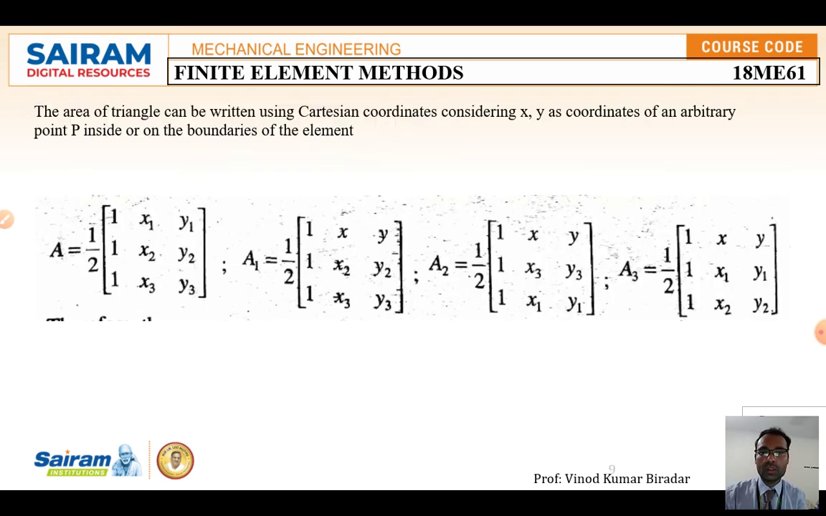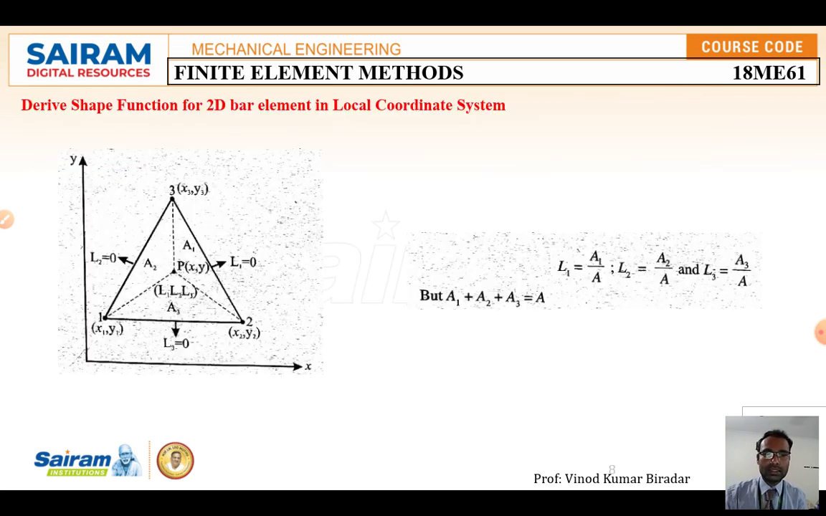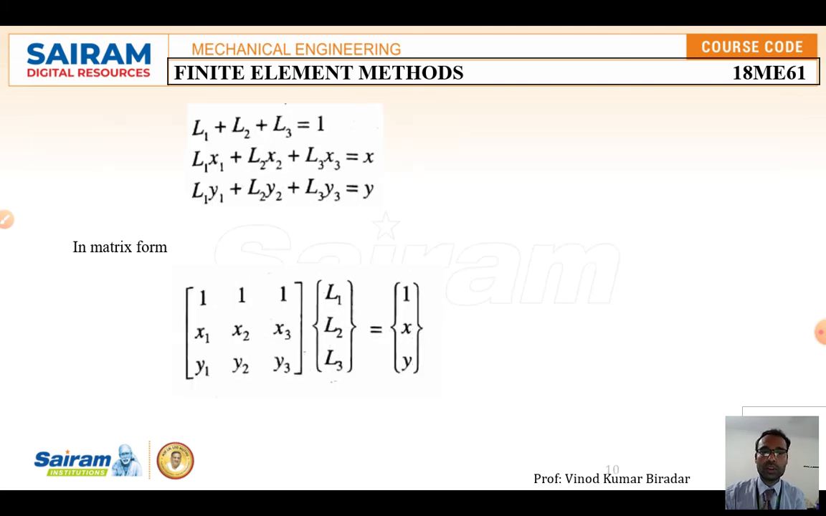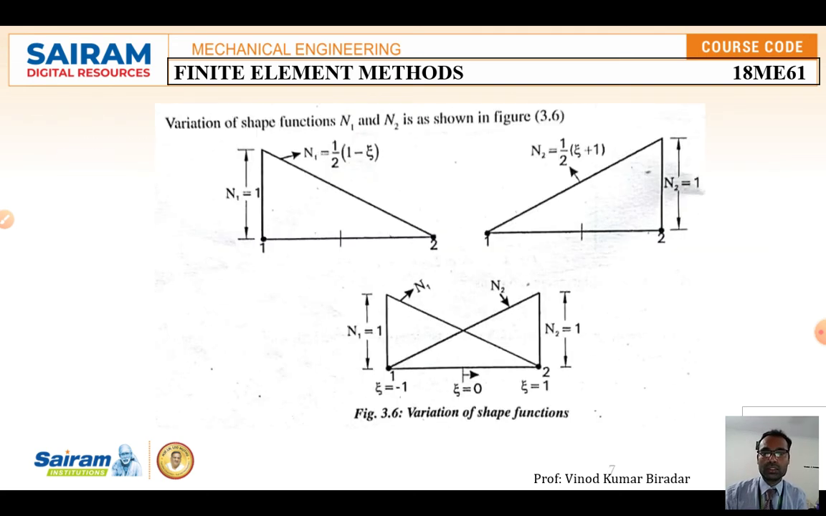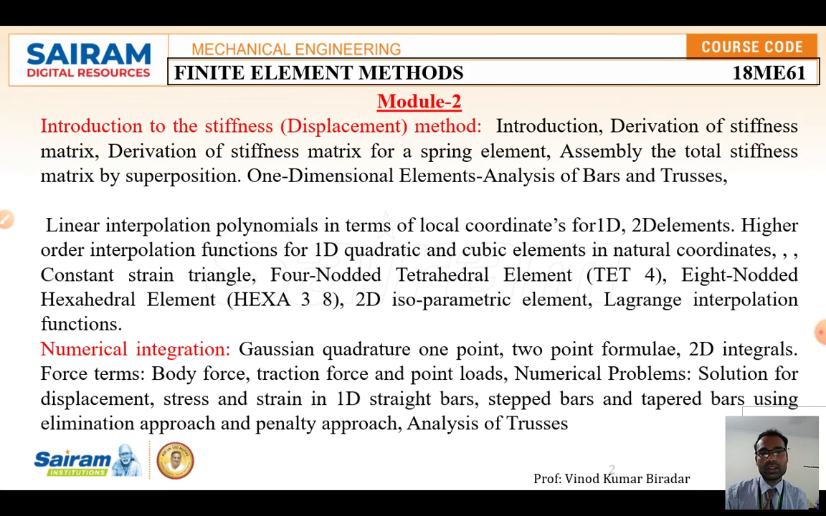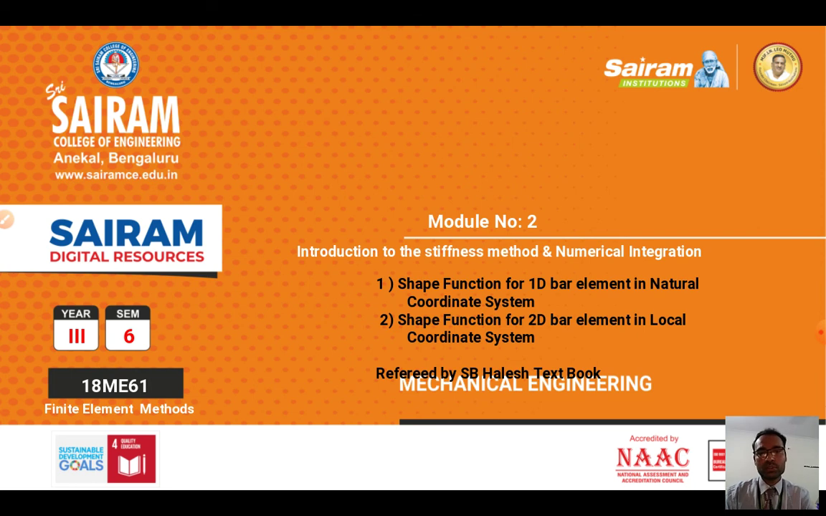You have to calculate the shape function for all the elements. In this derivation, the only thing you have to remember is how we calculate the inverse of a matrix, that is the adjoint of A divided by the determinant of A. That formula you have to remember. Like this, you have to calculate the shape function for the 1D bar element and 2D element using the natural coordinate system and local coordinate system. I hope you understand how we derive the shape function for the 1D bar element and 2D element. Okay, thank you.